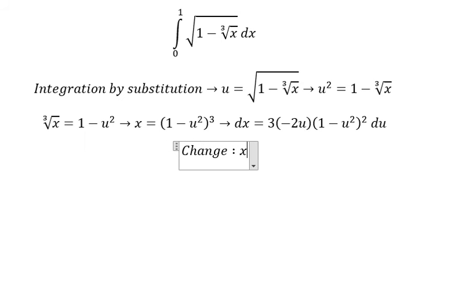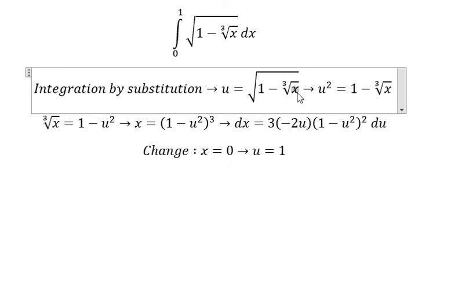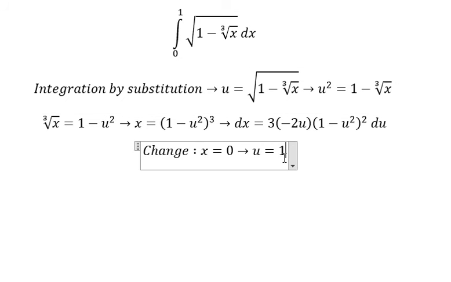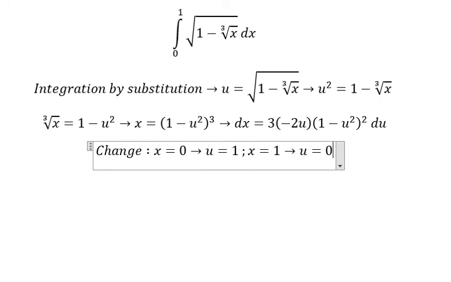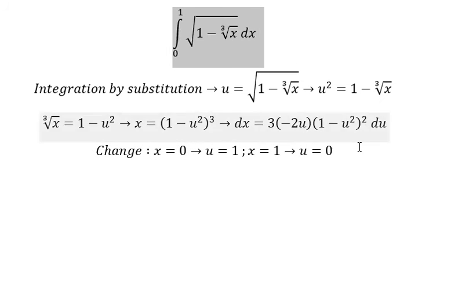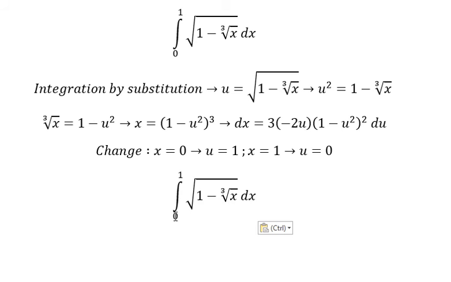If s equals number 0, so u should be number 1, because we put the value of s in here, so we can find the value of u. If s equals number 1, so u should be number 0. Number 0 we change for number 1, and number 1 we change for number 0.